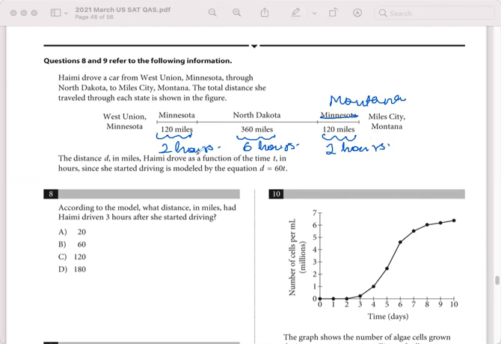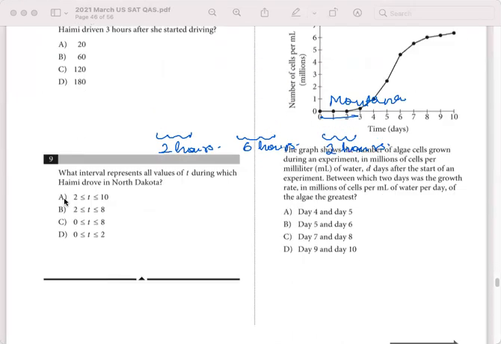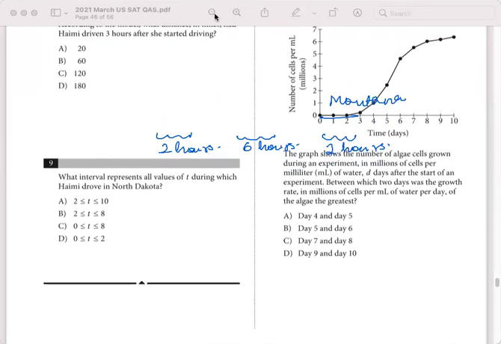So she basically spent the middle 6 hours in North Dakota, which means that it would be between 2 hours and 8 hours, right? Because the first 2 hours were in Minnesota. From the second to the eighth hour was in North Dakota, and from the eighth to the 10th hour was in Montana. So it should be between 2 and 8, which is option B. Okay. Let's move on.